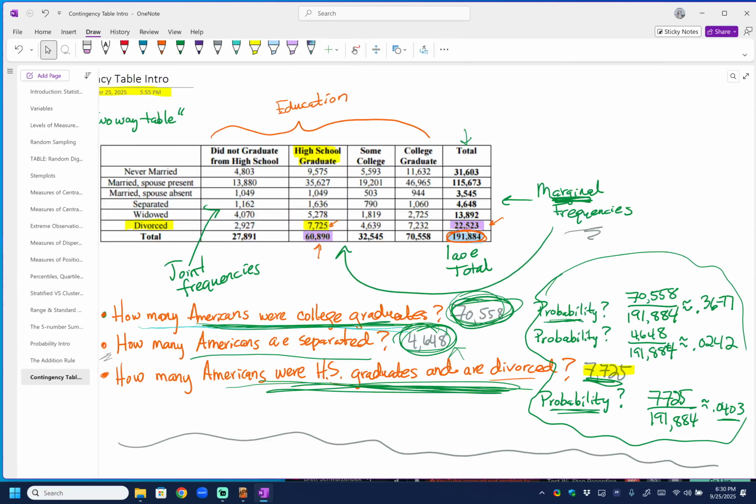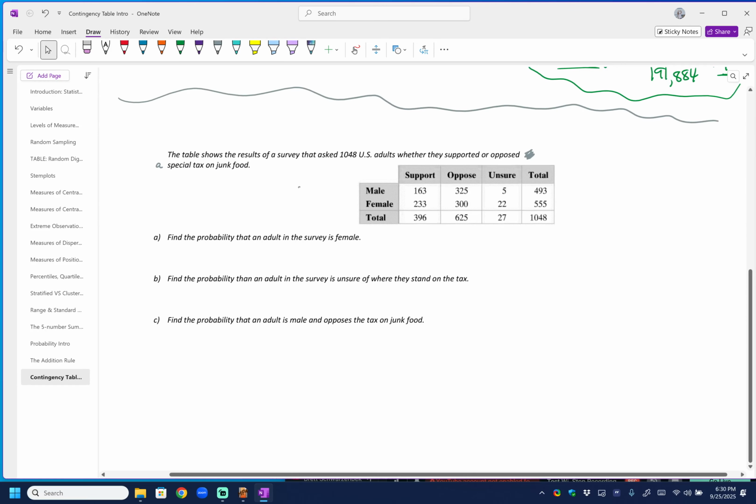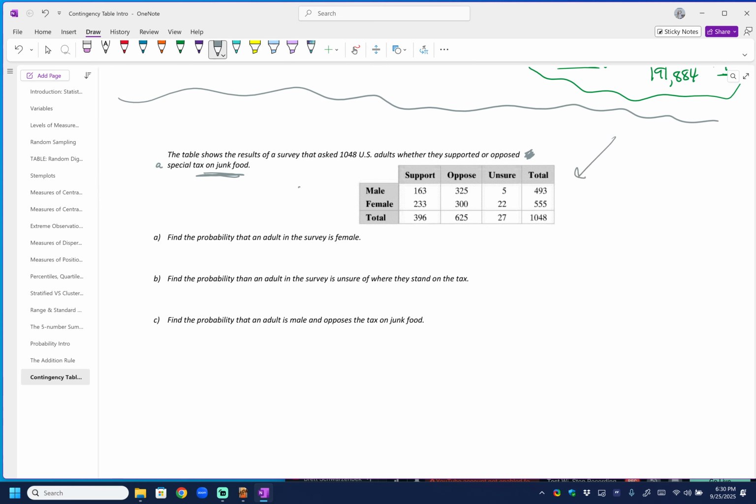Okay, let's try another example just to give a different perspective. It says the table shows the results of a survey that asked 1,048 U.S. adults whether they supported or opposed a special tax on junk food. That sounds terrible. Either way, what you see here is another contingency table. It has two variables. It looks like birth gender is here, and we have stance on tax: support, oppose, unsure.